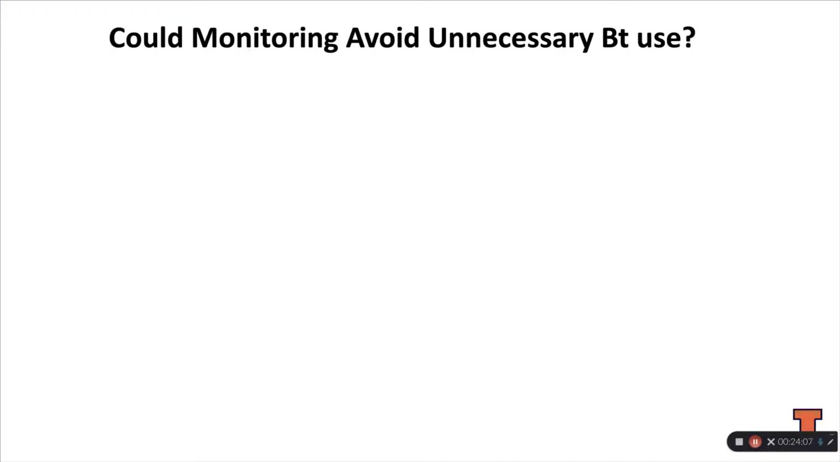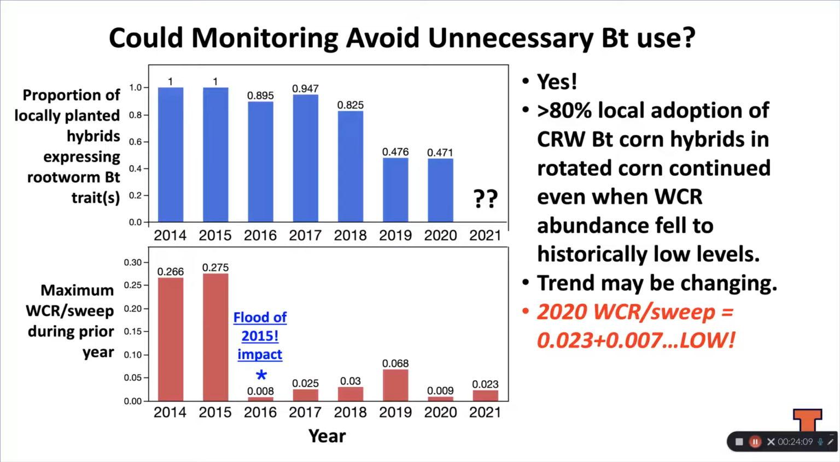So could monitoring avoid unnecessary Bt use? I'd say yes. What I'm showing here are two figures. The top is the proportion of locally planted hybrids expressing Bt corn rootworm traits. These fields were sampled around my Urbana, Illinois field site. And what it shows is a very high proportion of Bt corn used in rotated cornfields from 2014 all the way through 2018, with some reductions in 2019 and 2020.